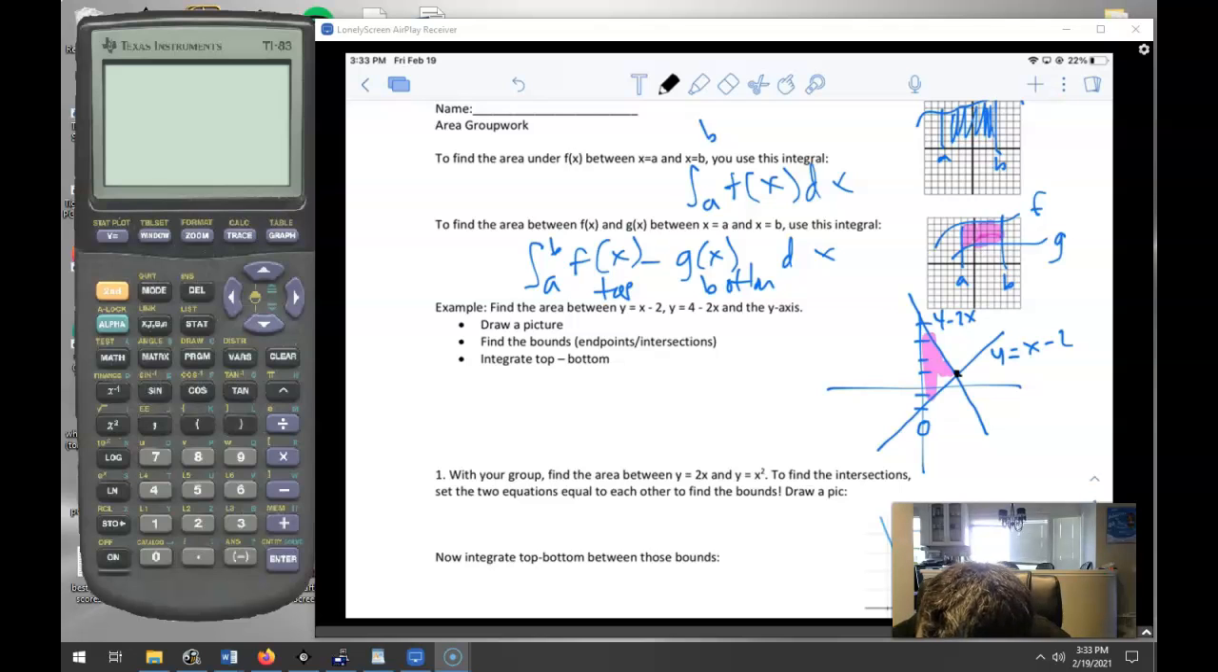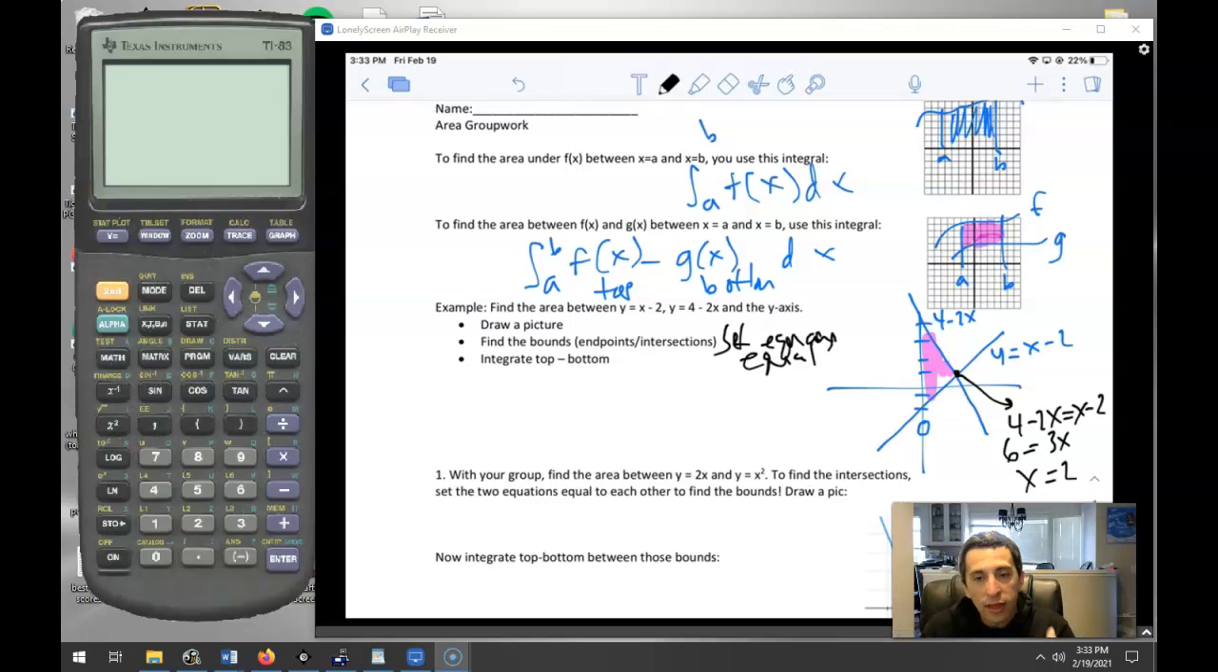So if I want to find this intersection point, what I'm going to do is set the equations equal to each other. So to find this point where the two curves intersect, I'm going to set 4 minus 2x equal to x minus 2. And that's going to give me the other bound of this function. Okay, so I'll get 6 equals 3x, so x equals 2 is my other bound.